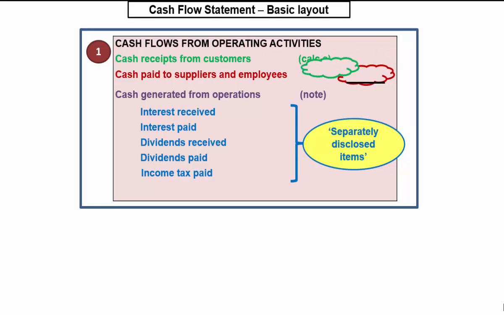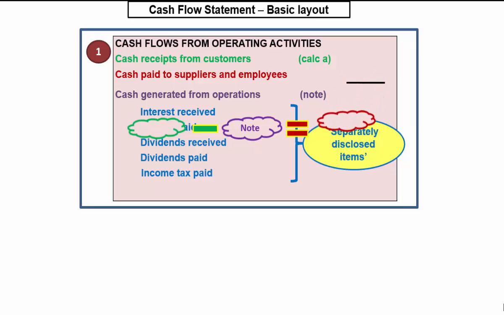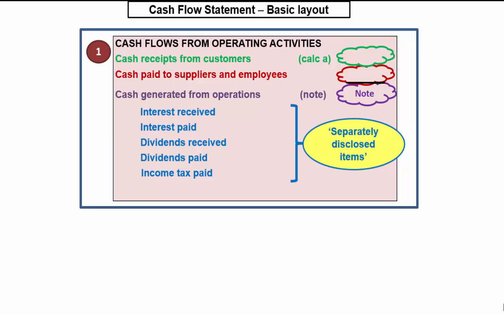Well, you take your first number that you calculated, cash receipts from customers, and you subtract the amount that you got from the note, the cash generated from operations. The difference between these two will give you the cash paid to suppliers and employees. And don't forget, when you fill in the cash paid to suppliers and employees number, you must put it in brackets. Always check it from the top.